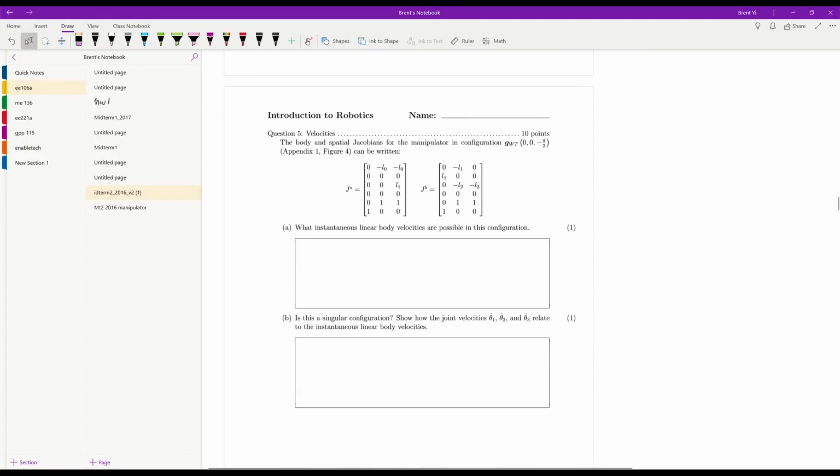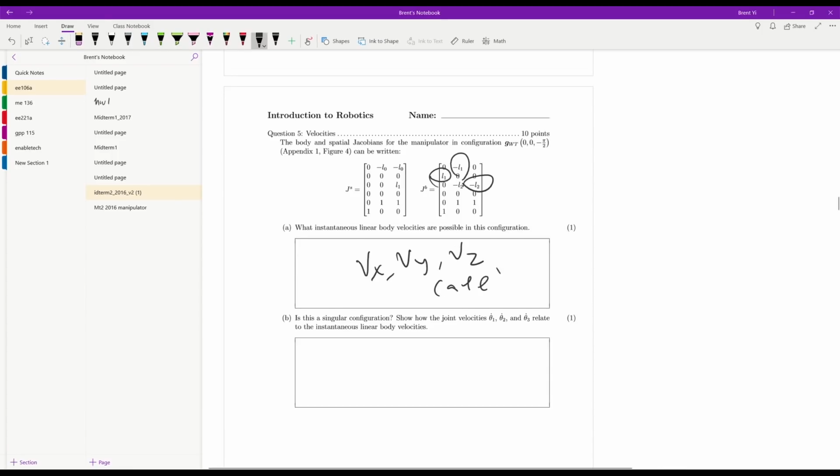Next, let's look at question 5, which is on velocities. Part A asks us what instantaneous linear body velocities are possible in this configuration. Because these are body velocities, we can look at the body Jacobian. And we see that if we took a linear combination of these 3 columns, we could set Vx, Vy, and Vz equal to any value. So this first twist can control Vy, the second twist can control Vx, and the third one can control Vz. So we can just write Vx, Vy, Vz, or all of them.